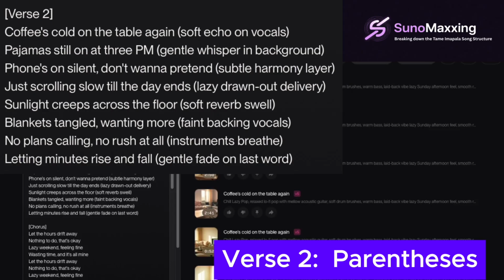We're deducting points. The lazy drawn out delivery really wasn't what I was expecting. I was really wanting it to kind of just slow down. Now, the reverb, I think there was a little bit of a swell, and I did hear the faint backing vocals, but it didn't match what I had in my head. So, altogether, I'd give this about a 70%.